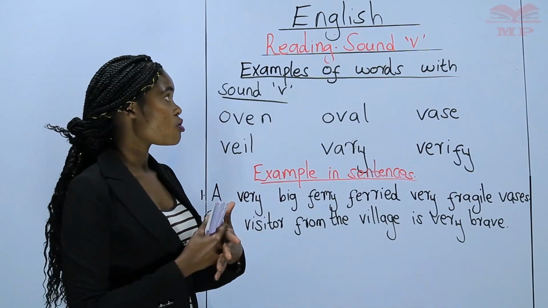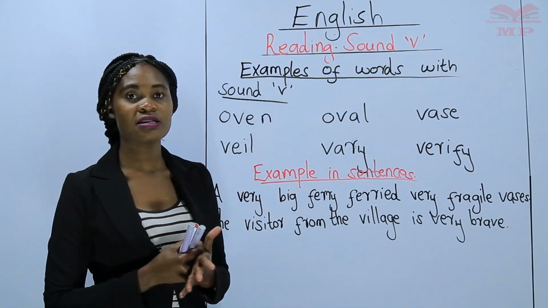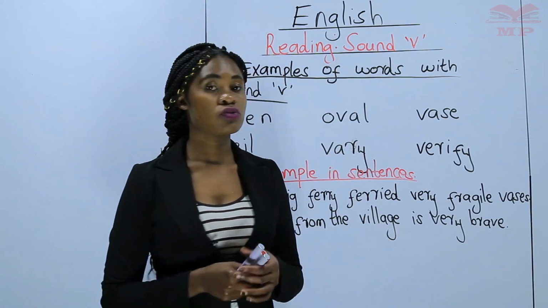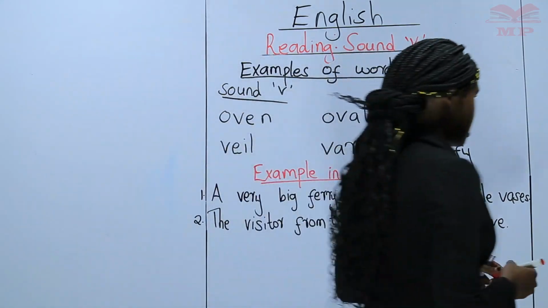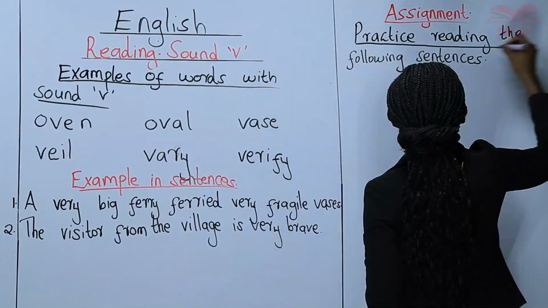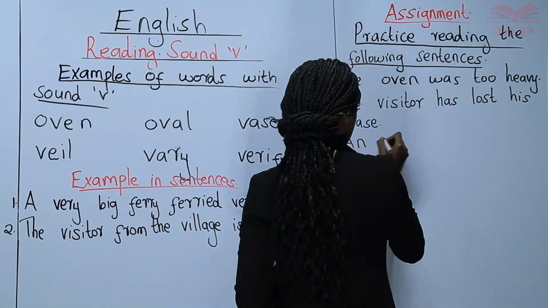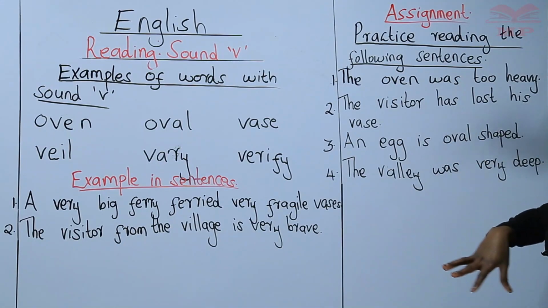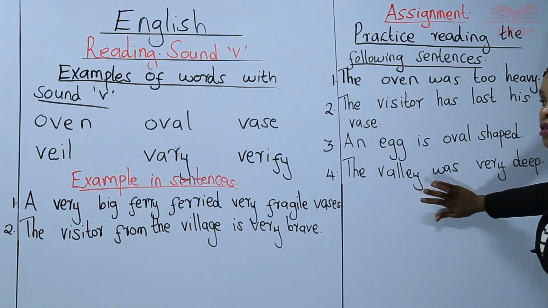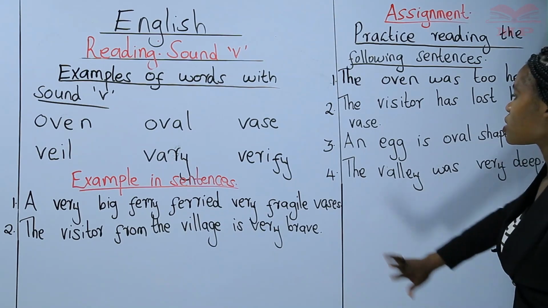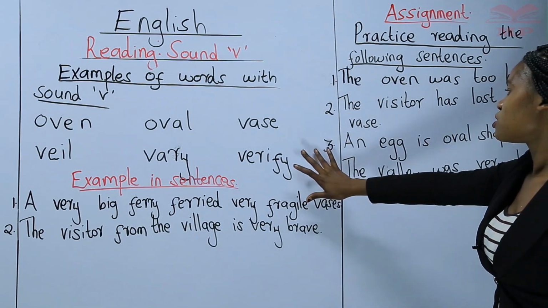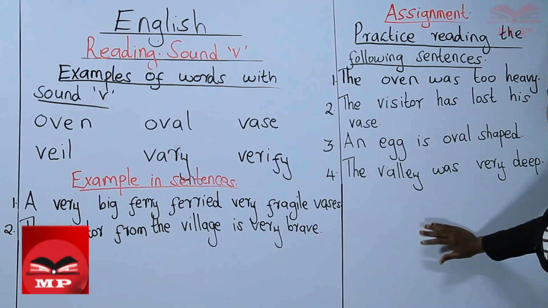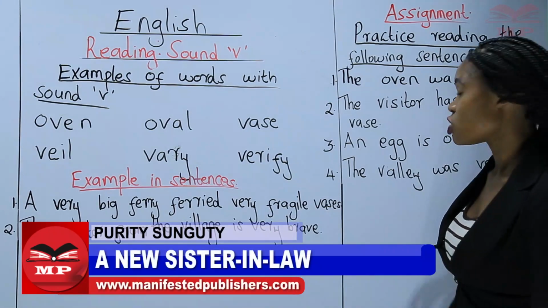So I'm going to give you more exercise on sound V. Copy the exercise in your exercise book and make sure that you are doing the exercise according to the instructions. So the exercise is here. So practice reading the following sentences. You are going to practice reading these sentences. And in the sentences, there are words that have sound V. So you read sentence number 1, 2, 3, and 4.